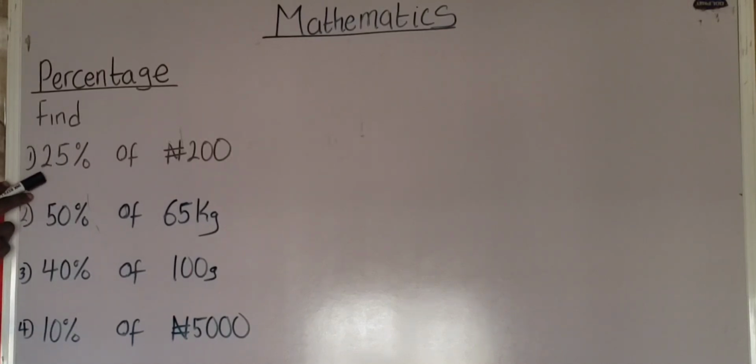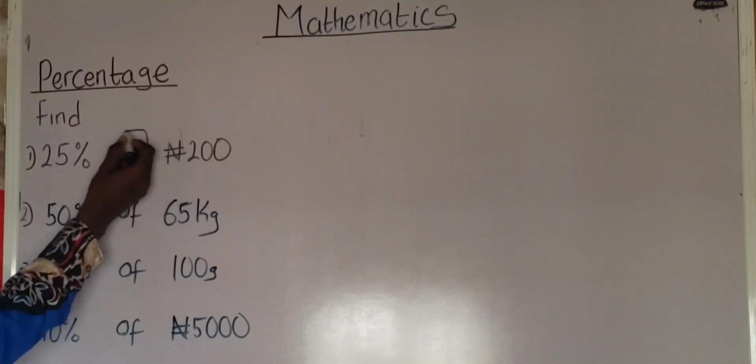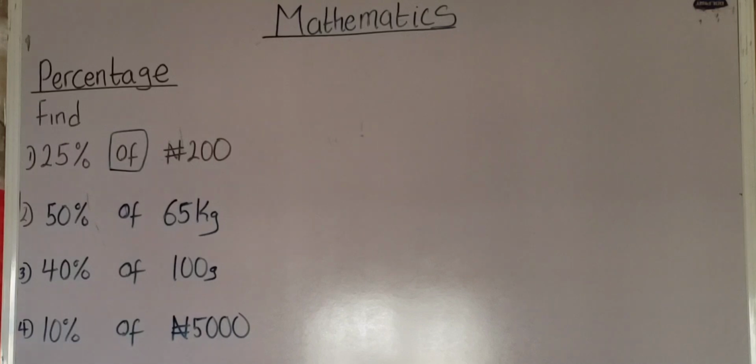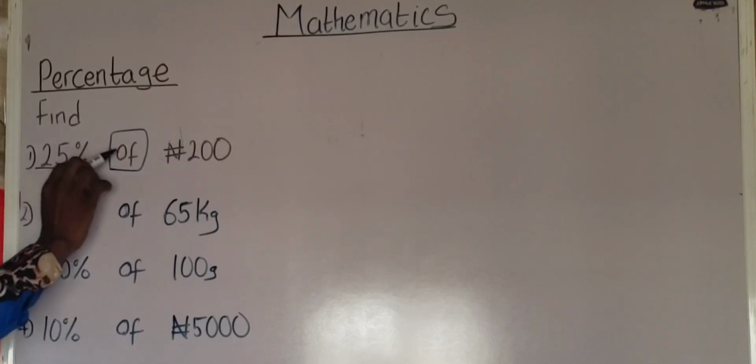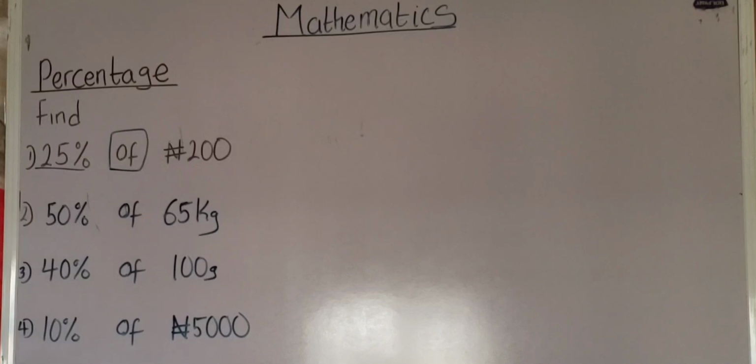Find 25% of 200. Now, what's the meaning of "of"? "Of" in mathematics means multiplication, you understand? And I told you that 25% means 25 over 100. What's the meaning of percentage? We learned it in our first class. A percentage is a fraction having 100 as a denominator. So 25% signifies 25 over 100, and "of" means multiplication. So what they are asking us to do is 25 over 100 multiplied by 200 naira. Do you understand? So let us proceed.